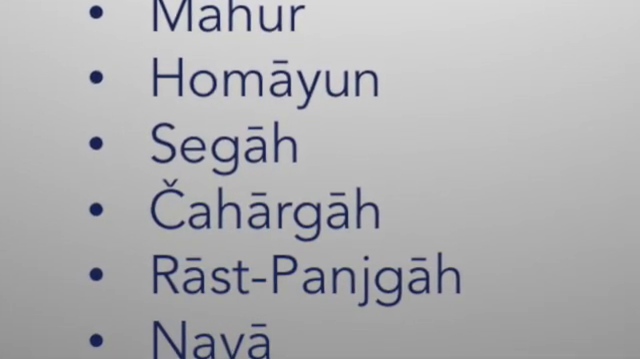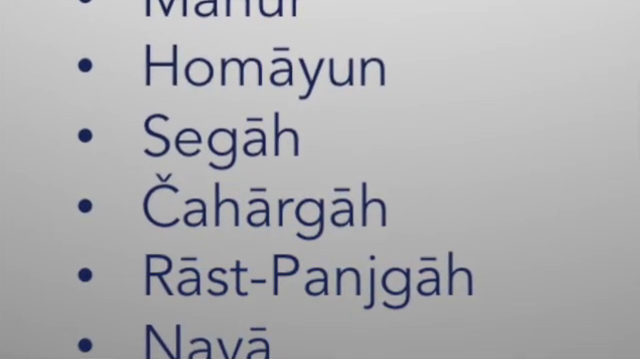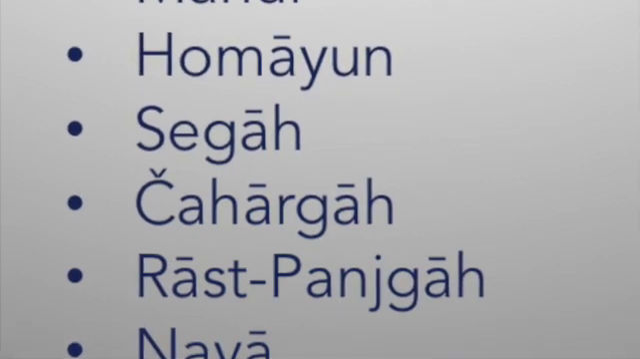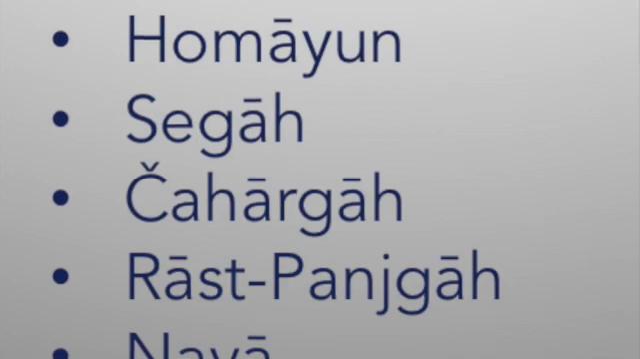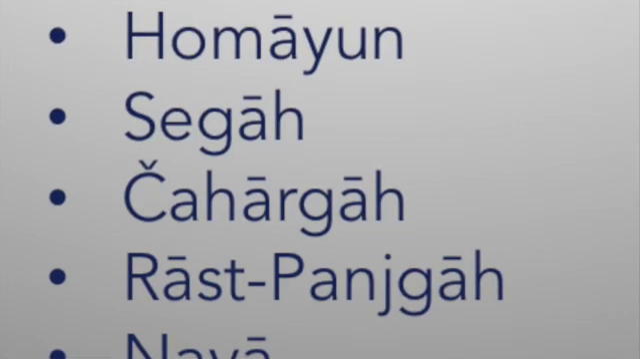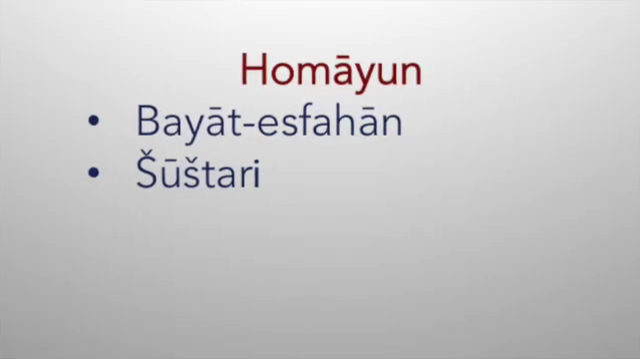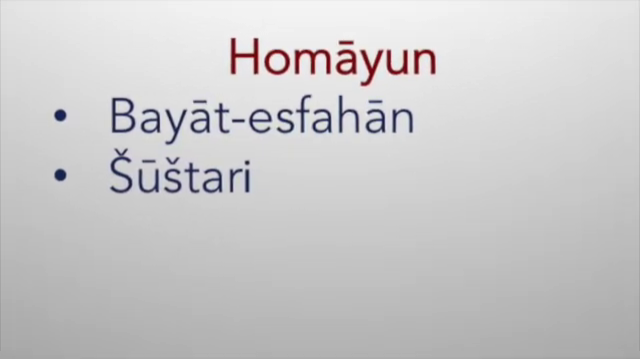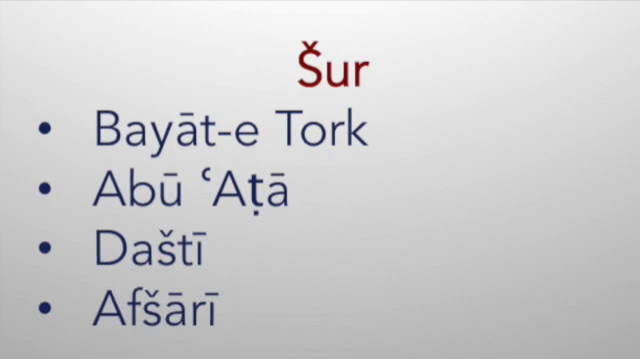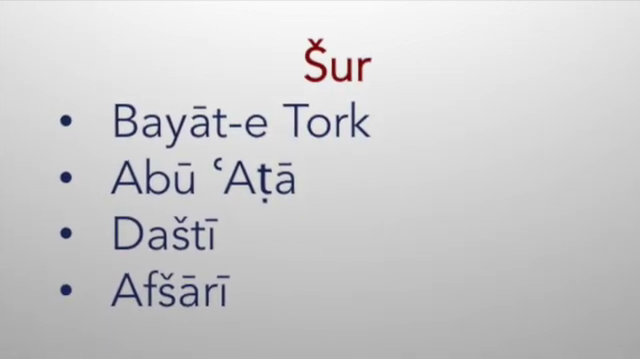From these meanings, it's clear that using the word mode is somewhat misleading. Rather, the 7 Dastgahs are more like systems or scales than modes. Particularly 2 of these Dastgahs include subtypes, which can each be considered a separate mode. Shur is divided into Bayat Turk, Abu Atta, Dashti, and Afshari, each of which is associated with a song of the same name.